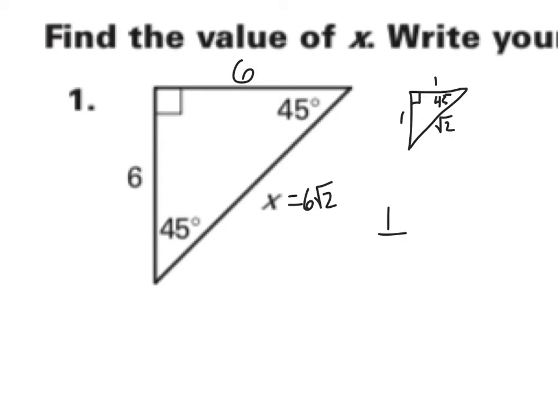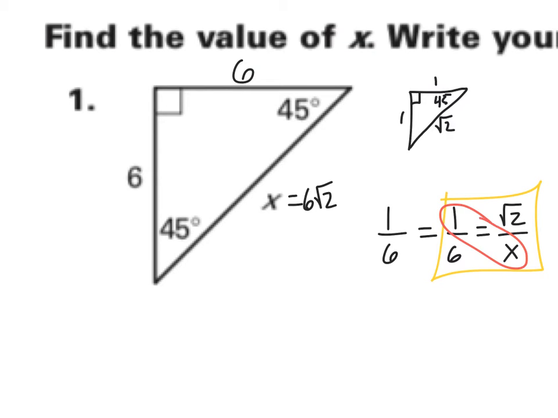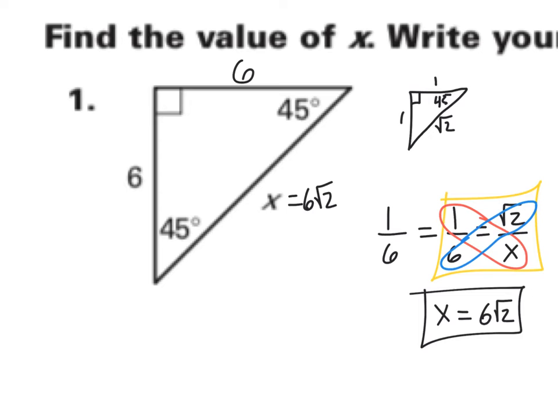Here's what I would do. 1, 1, square root of 2. So this is going to be 6, 6, and then x. Grab this proportion and cross multiply. X equals 6 times the square root of 2. There we go. Let's go to the next one.